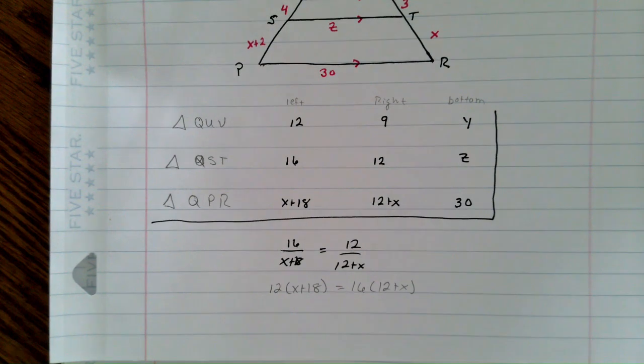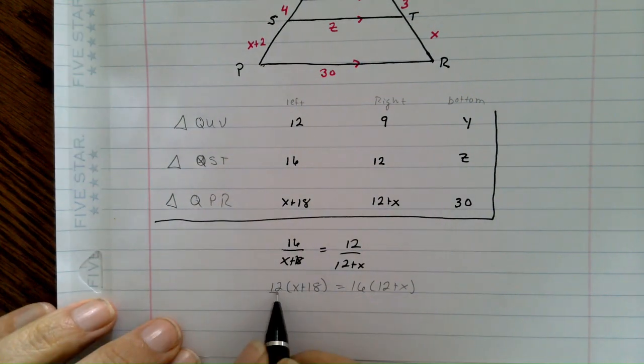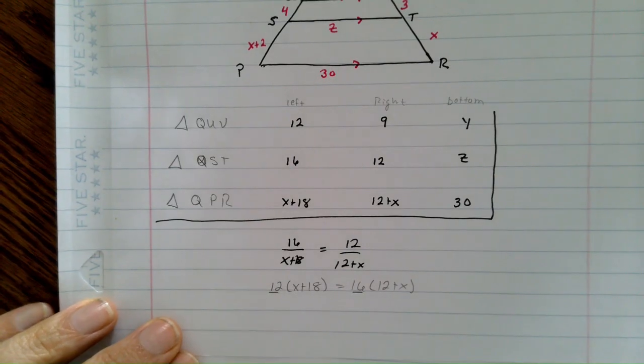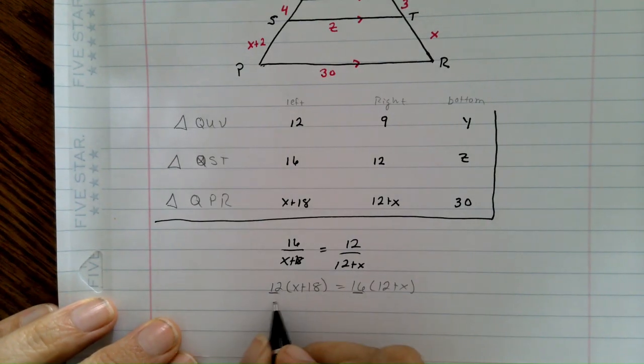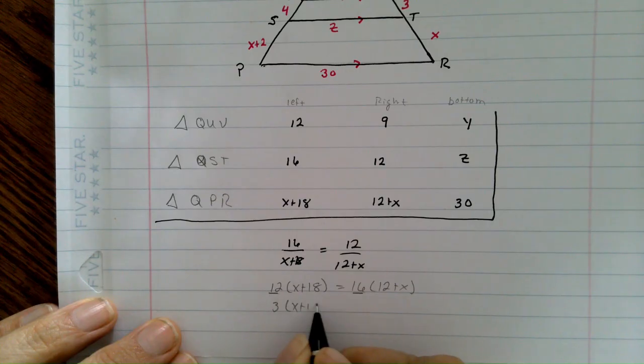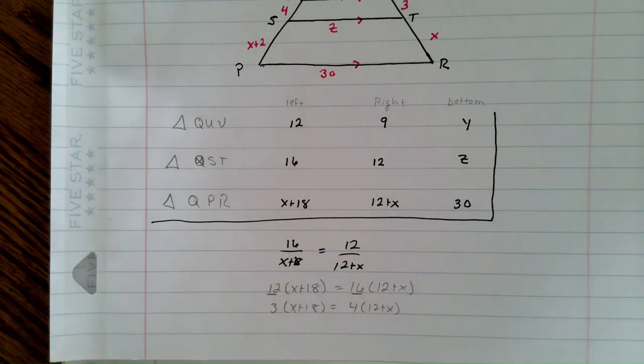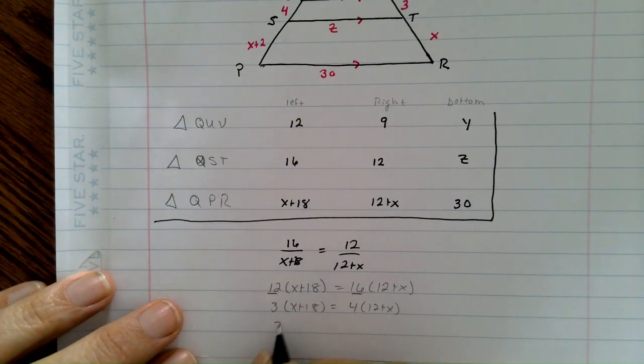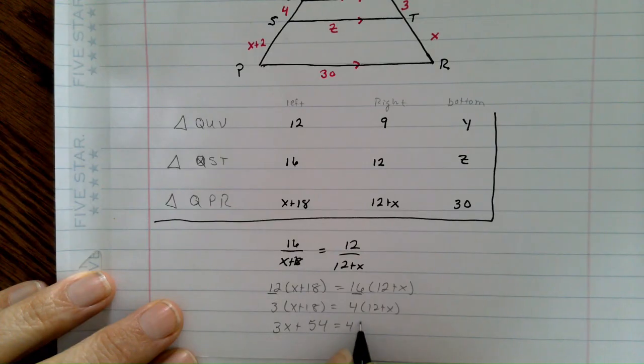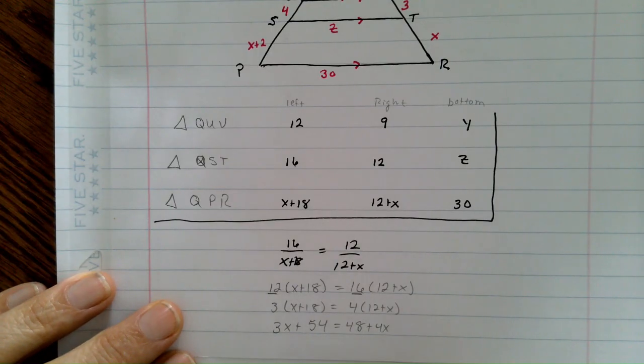Okay. Now we could just distribute and solve. I am going to show you a quick fun little trick. 12 and 16 are both divisible by 4, so that means I can divide both sides by 4. We can actually make this 3 times x plus 18 and 4 times 12 plus x. If you ever want smaller numbers, that's a neat trick you can do. So we'd have 3x plus 54 equals 48 plus 4x.